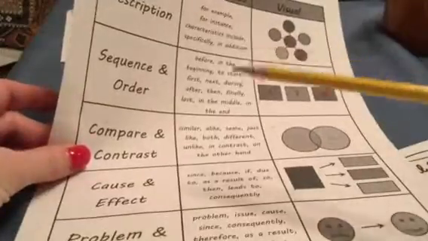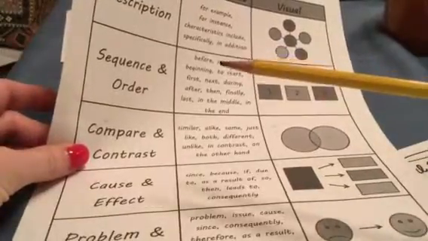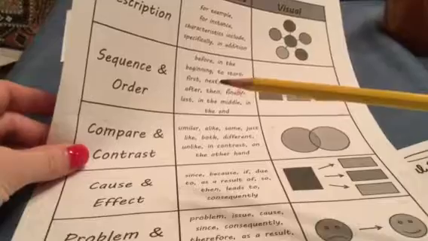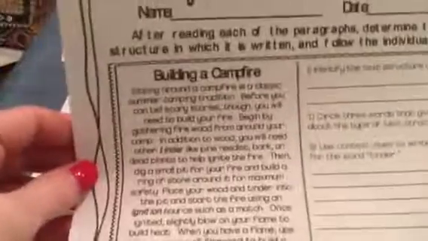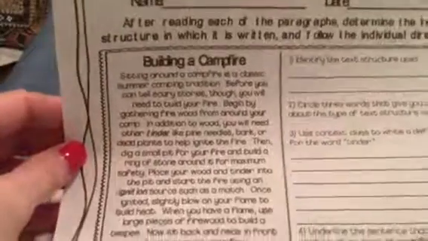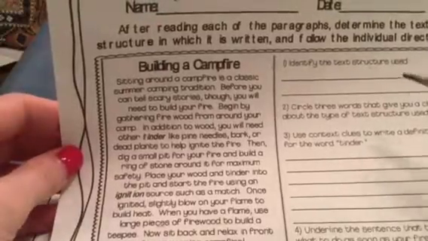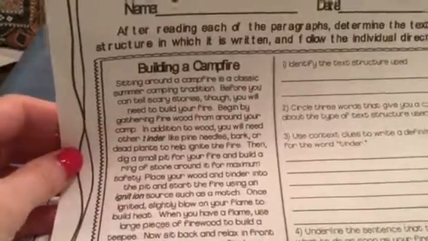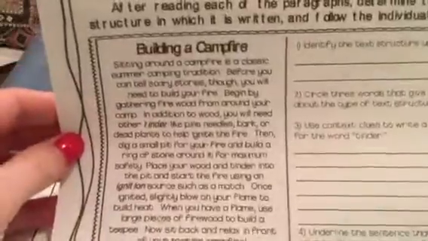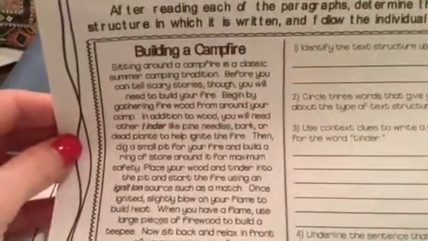that's really sounding like sequence and order, because it said before, and then I heard then, but then I also heard other words that weren't sequence words on that sheet, but I know that they mean to sequence. So when it said once ignited, that means you had to ignite the fire, then you can move on to the next step. So the text structure for this text is sequence and order.